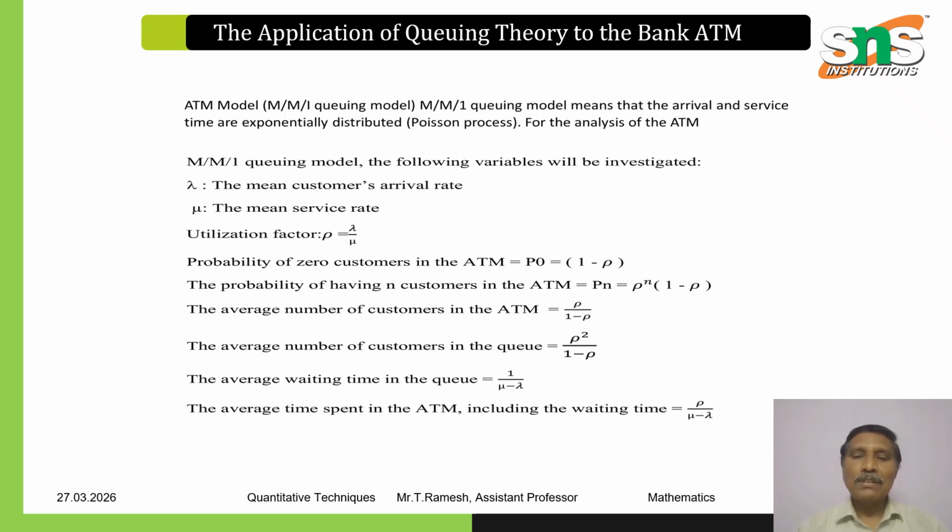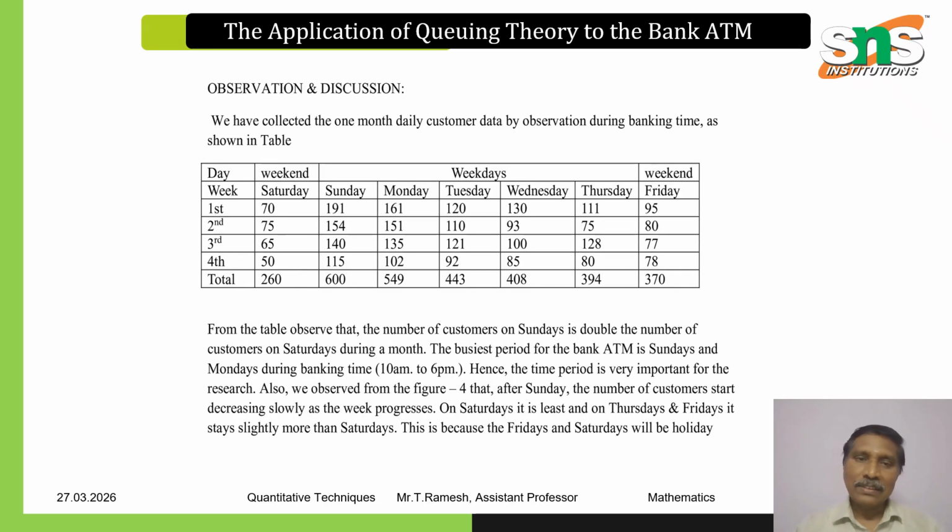The average number of customers in the ATM, that is the length of the system, is rho by 1 minus rho. The average number of customers in the queue is obtained by multiplying rho in the numerator, so we get rho square by 1 minus rho. The average waiting time in the queue is rho divided by mu minus lambda, and the average waiting time in the ATM, including service time, is 1 by mu minus lambda. So we calculate all these things. Now, observations and discussions.